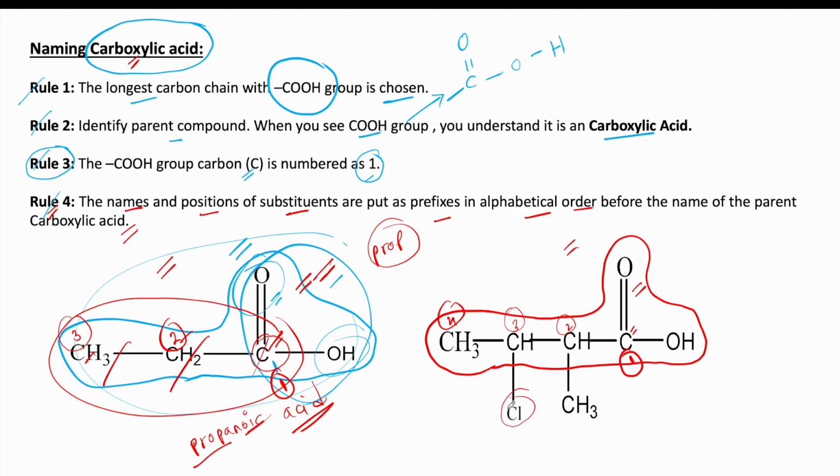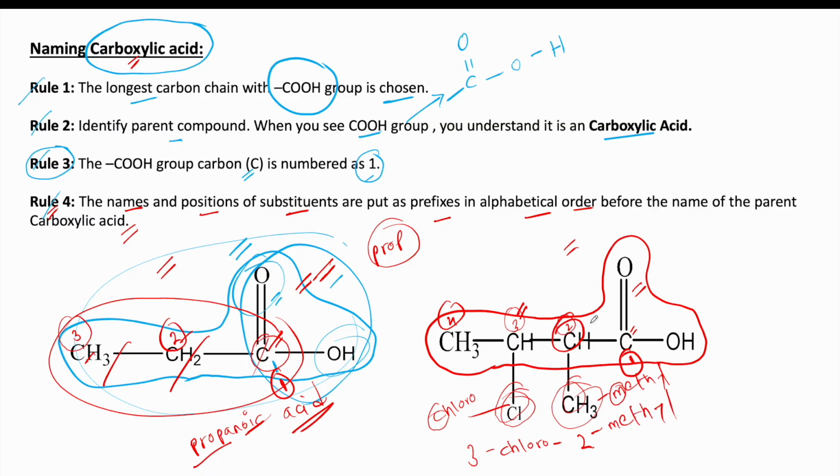We have a chloro group and we have a methyl group. Now definitely alphabetically C comes first and then comes M, methyl. So let's name this compound. So the chloro group, because C comes first alphabetically and it is at position 3, it's gonna be 3-chloro, hyphen 2-methyl, because this methyl group is at position 2, 2-methyl.